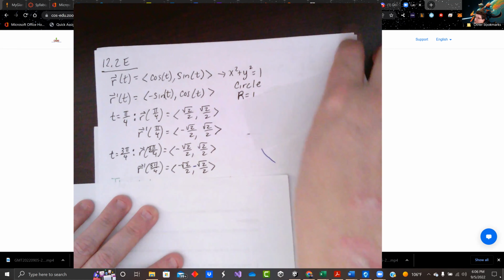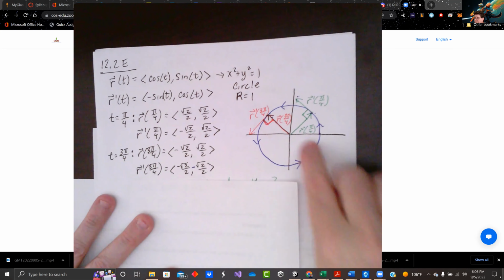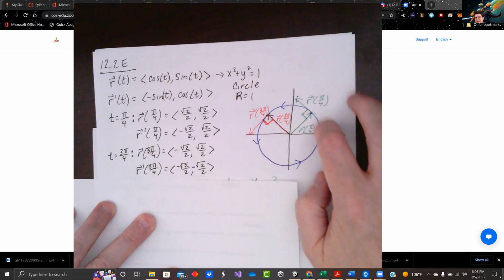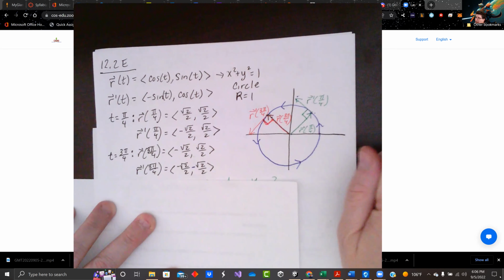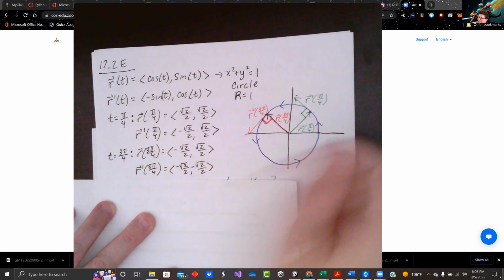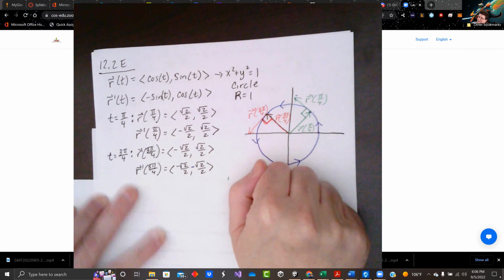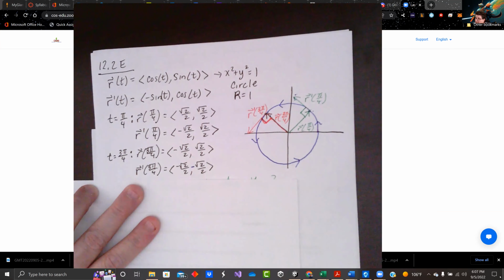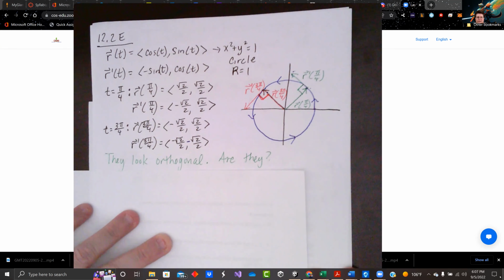So I plotted these. I drew the circle. I've got r evaluated at pi over 4, points there. R prime of pi over 4, remember it points in the same direction as t is increasing. What happens with r? So I got a vector pointing that way. And I do 3 pi over 4, I got negative and then up the same value. And if I do the derivative, it's left and down the same value because it's negative and negative. They look orthogonal, don't they? It's like right angles. Are they though?